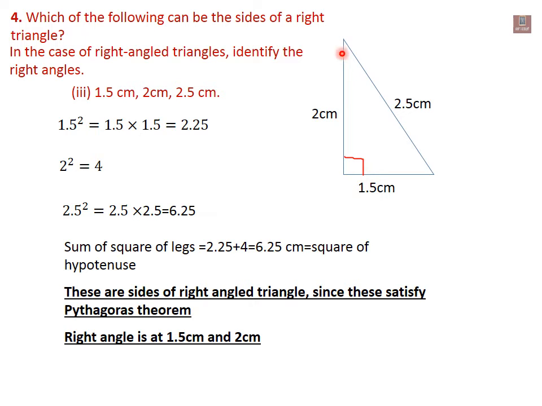Now, when it forms a right angle triangle, where is the right angle? Generally, the right angle will be opposite to the hypotenuse. Hypotenuse is 2.5 centimeters, so the right angle lies opposite to the hypotenuse. Right angle is here. So it is between 1.5 centimeter and 2 centimeter.